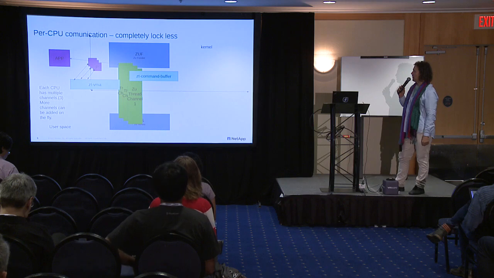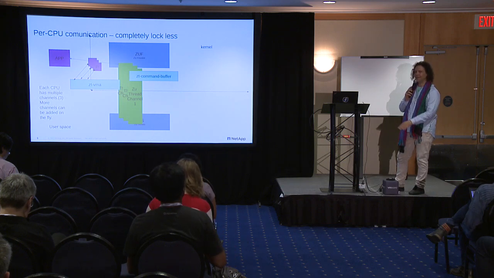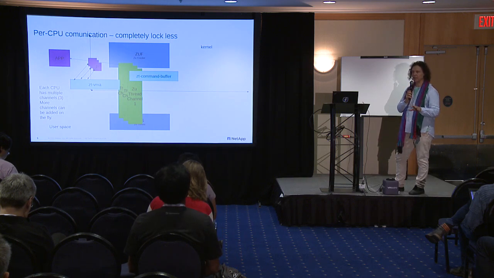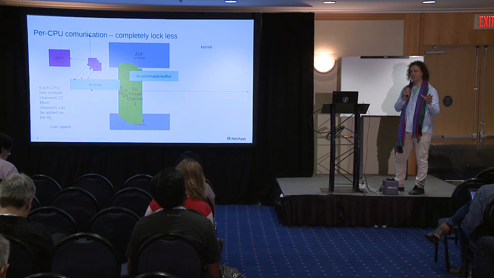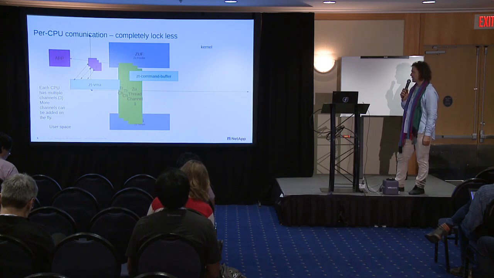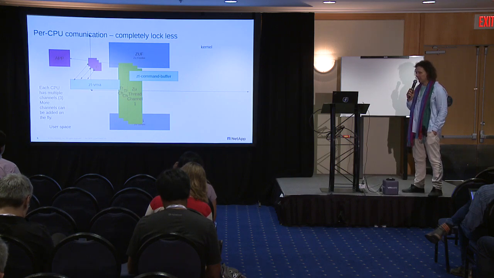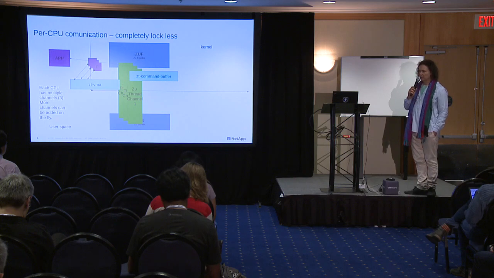So the novelty here is the per CPU communication, and the per CPU communication enables us to be completely lockless, completely memory barrier less. There is one memory barrier that is done in the scheduler, but that's pretty good. That's not that bad. It's a very narrow memory barrier, and so the way it works is that when the daemon is created, it creates a number of channels per CPU.